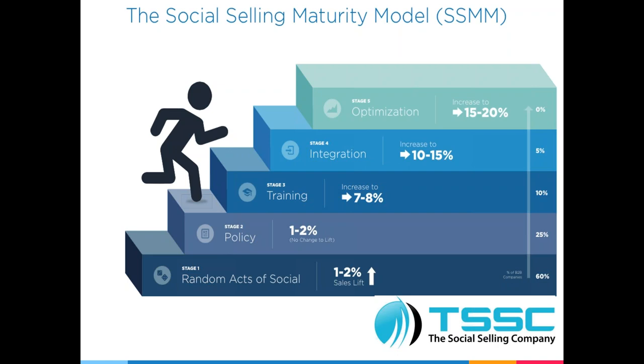And stage five is optimization. So it's actually being able to draw reports from your whole activity, benchmark it against your competitors and different areas within your business, and then improve the whole process. So hopefully you can all identify where you are on that.